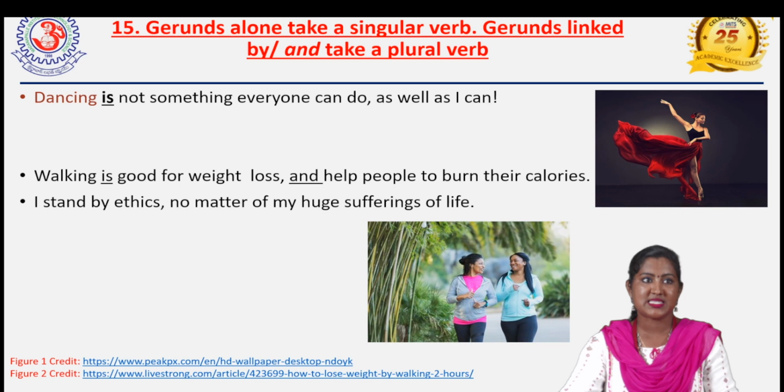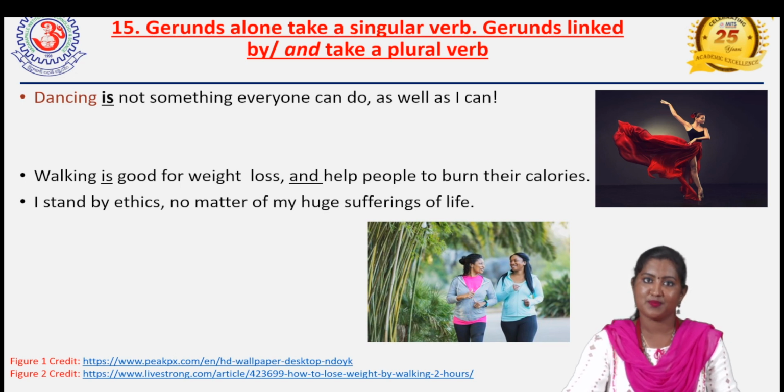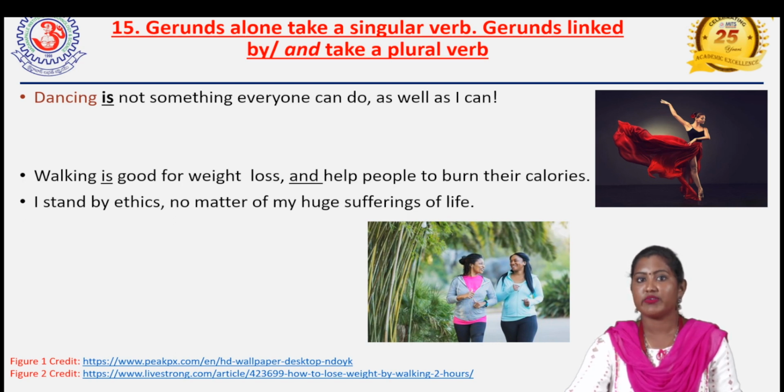Okay. We'll see the fifth subject verb agreement. As per the rule, gerunds alone take a singular verb and gerunds linked by or and should take a plural verb. Dancing is not something everyone can do as well as I can. Dancing is, because a gerund should take a singular verb. Gerunds linked by and or by should take the plural verb. Walking is good for weight loss and help people to burn their calories.